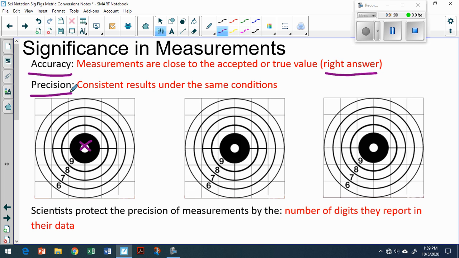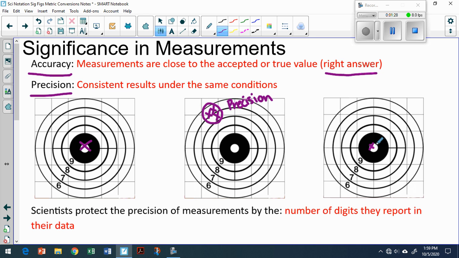Now the trick with that is if there's some source of error or I make some consistent mistake, I can be precise but not accurate. Imagine someone who was set up a little funny in their aim that hit a very consistent spot on the target but wasn't actually close to the bullseye. We would maybe call them precise, but whatever error they are making is making them inaccurate.